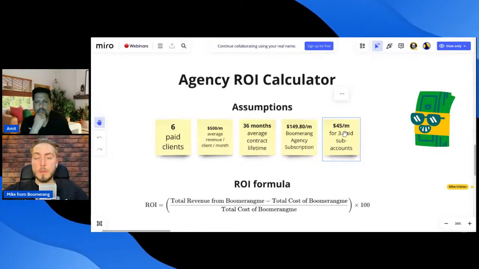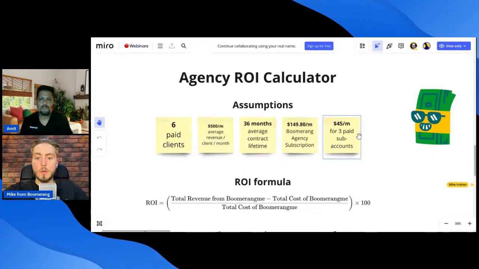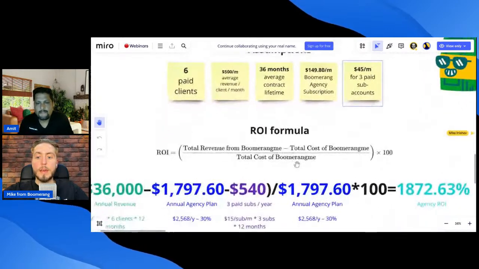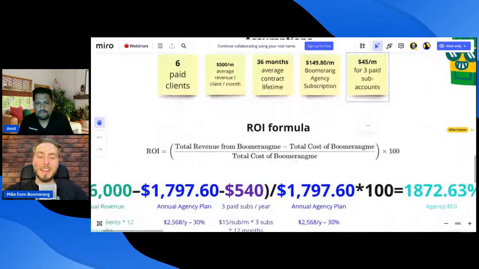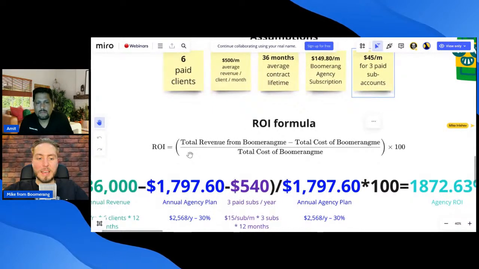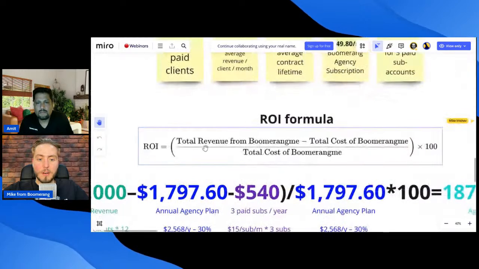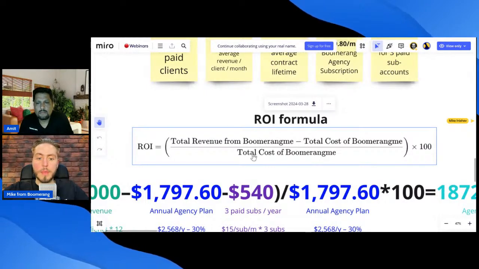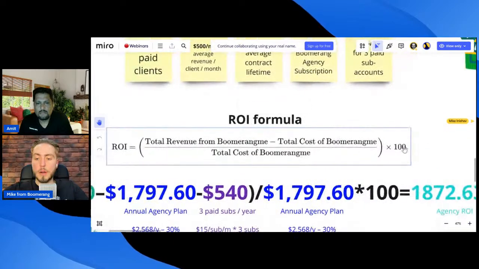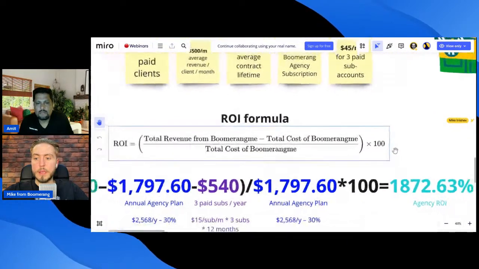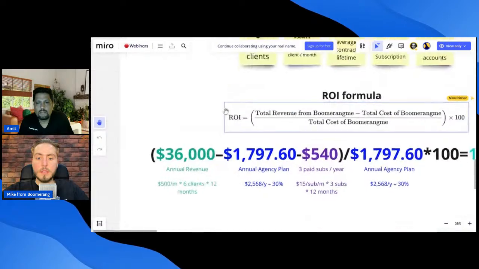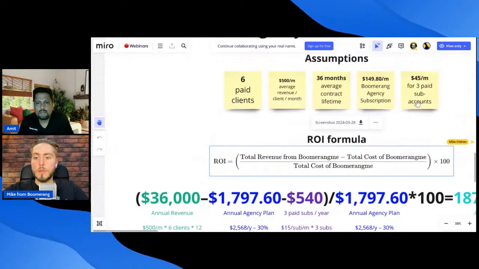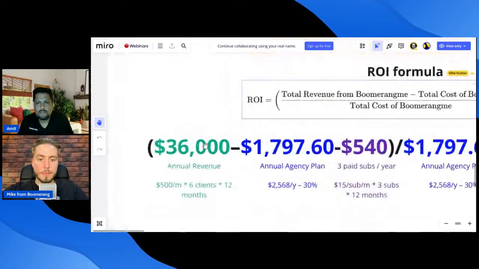3 sub accounts multiplied by $15, $45 in total you need to spend every month additionally. And the ROI formula is absolutely similar to what we already did for the businesses, because it's the same. In this case, we need to calculate all the revenue that we generate from the Boomerang Me service, minus the total cost of the Boomerang Me platform, divide by the total cost of Boomerang Me and multiply by 100% again. And let's make this calculation based on 5 simple assumptions here.